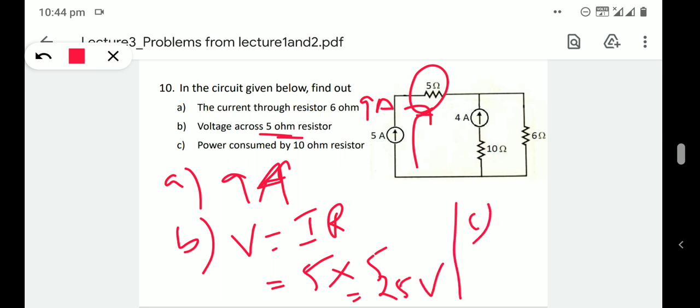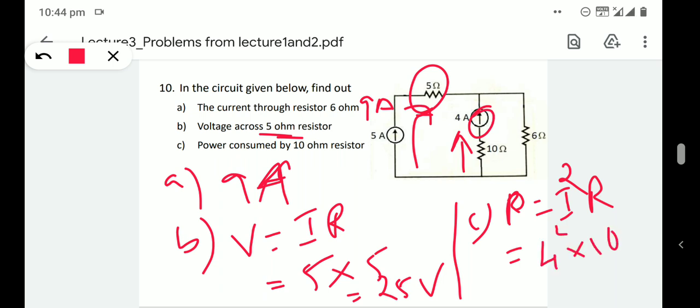Then C, power consumed by the 10 ohm resistor. Power is again equal to I squared R. We know the current flowing through the resistance, so we can use P equal to I squared R. The current flowing through the 10 ohm resistance is 4 amperes. So 4 squared into 10, that is 16 into 10, 160 watt.